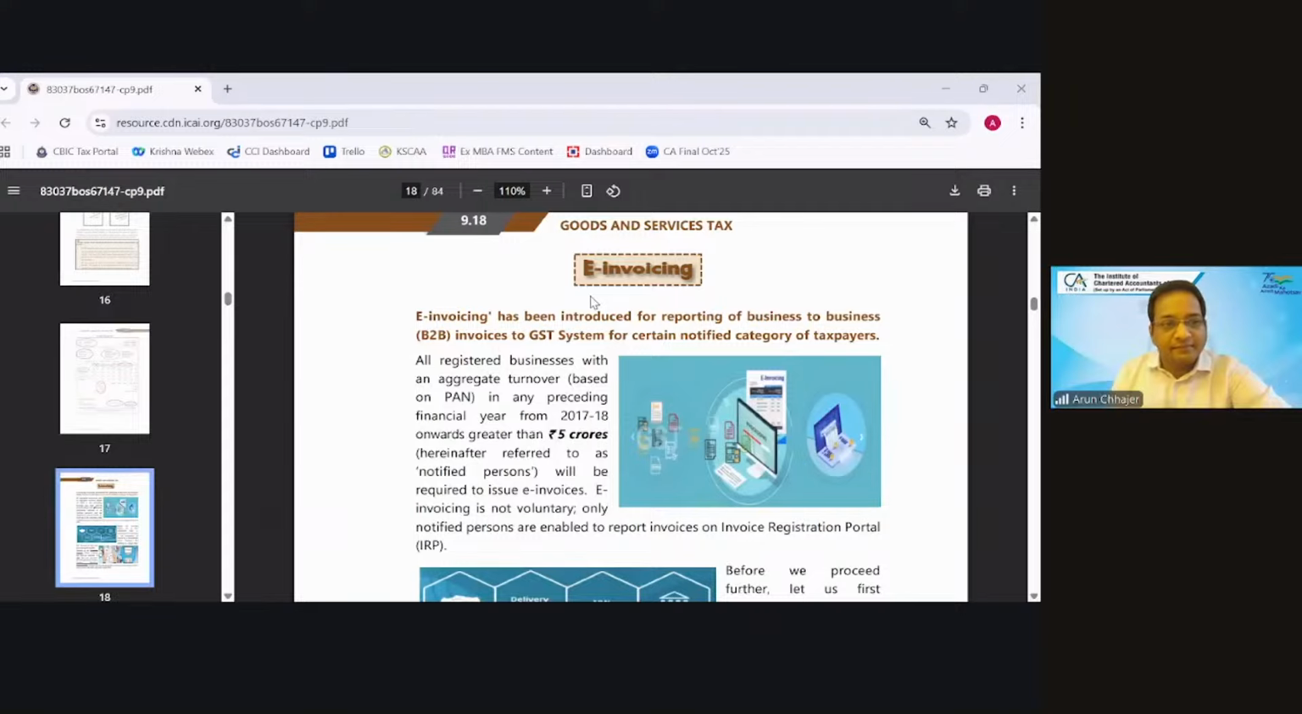The answer is yes. All have given the correct answer: in any of the preceding financial year. In my current financial year, in October 2025, my aggregate turnover exceeds 5 crore. Whether e-invoicing is applicable from November 25 or from next year?